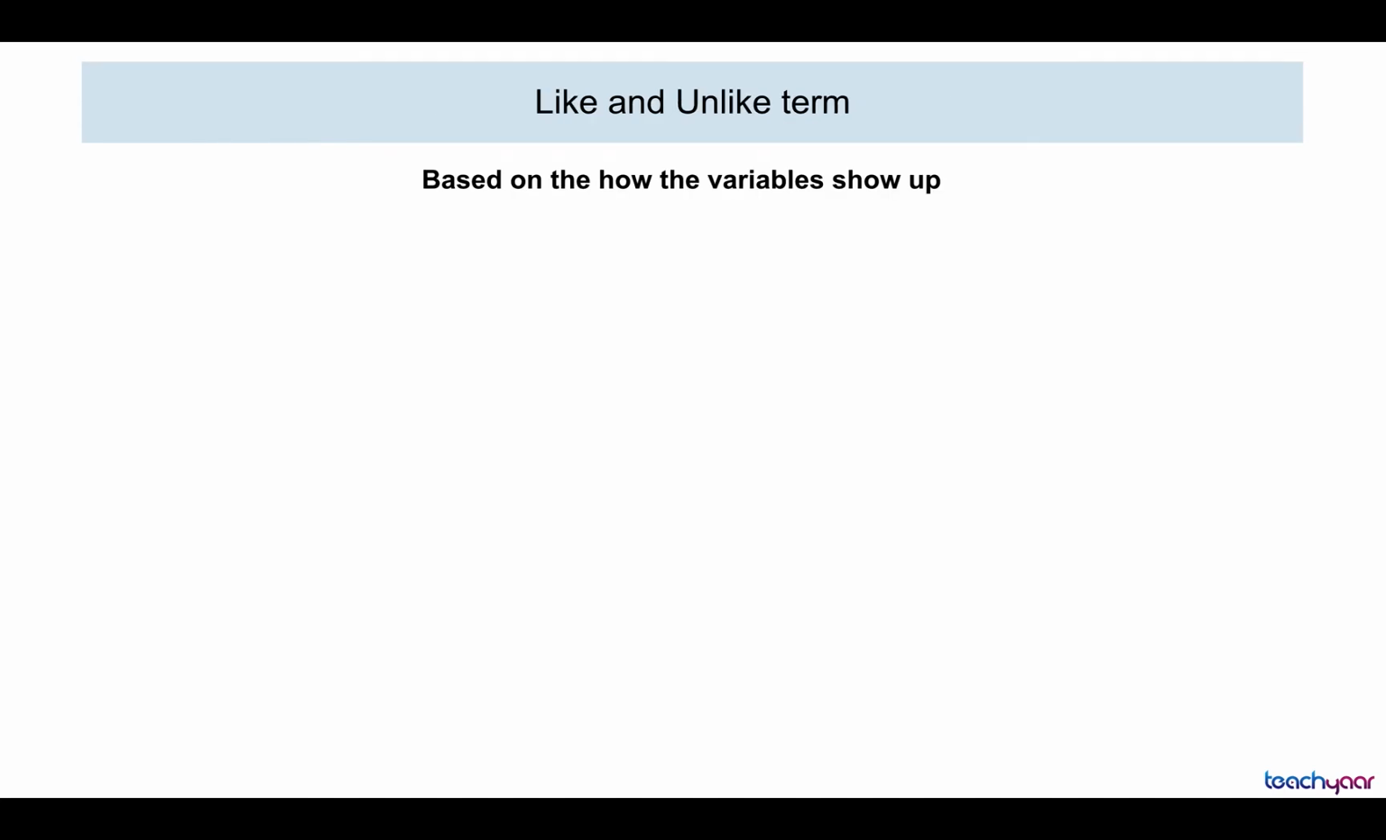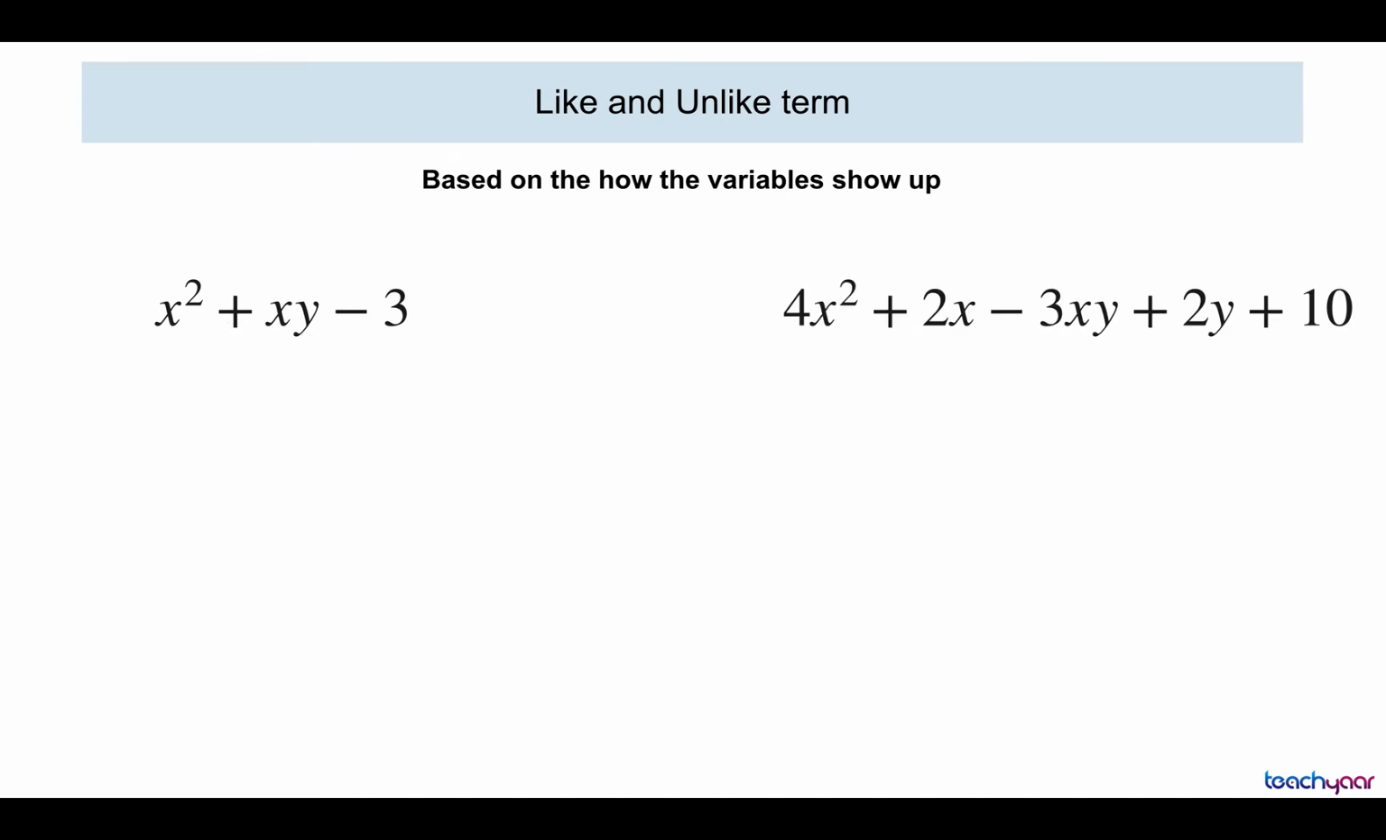Okay, so now what's interesting is using these coefficients and the collection of variables, we try and understand what a like and an unlike term is. So let's look at this expression. You have x square plus xy minus 3. You have a second expression, 4x square plus 2x minus 3xy plus 2y plus 10. Each term has a different combination of variables.